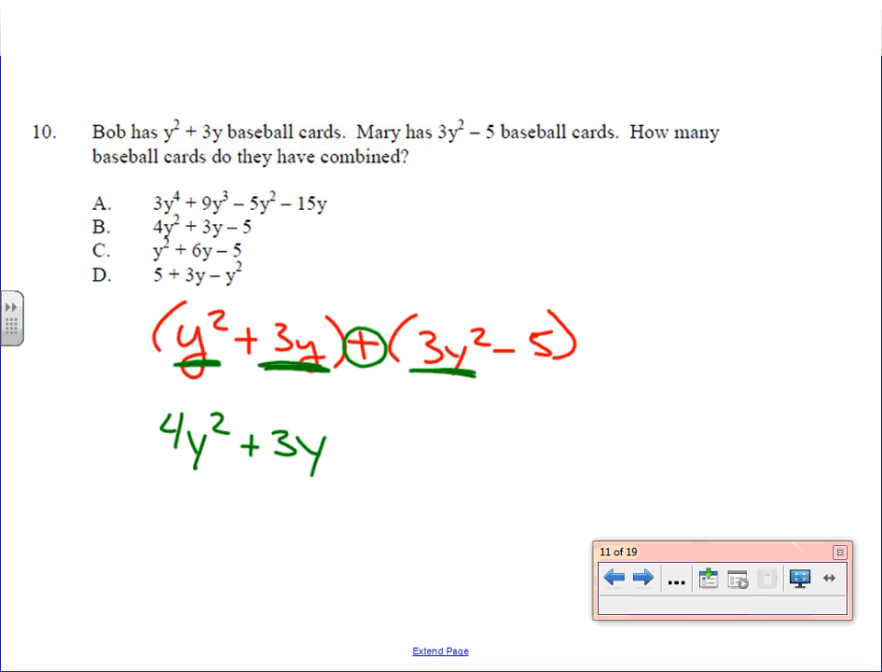What about this constant over here, the negative 5? Is there anything to add it with? No. So do the same thing. Bring down that negative 5. None of these are like terms, so I can't go any further than this.